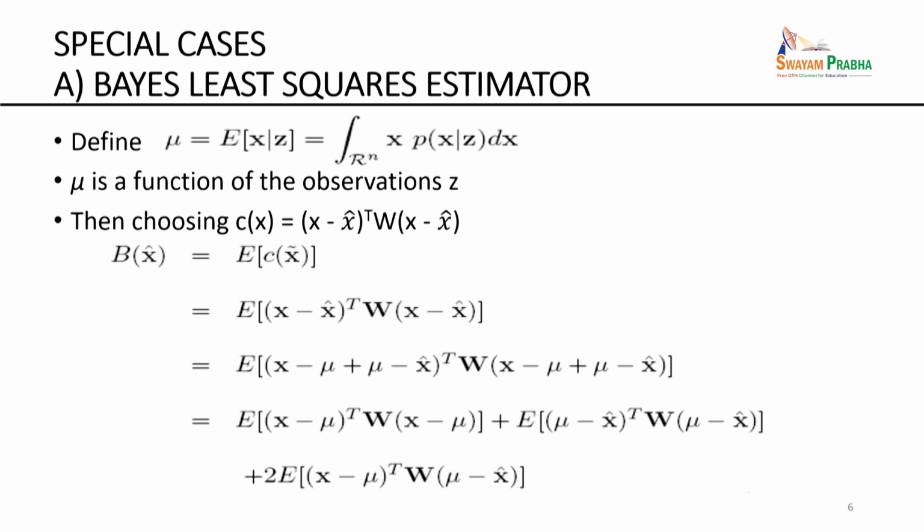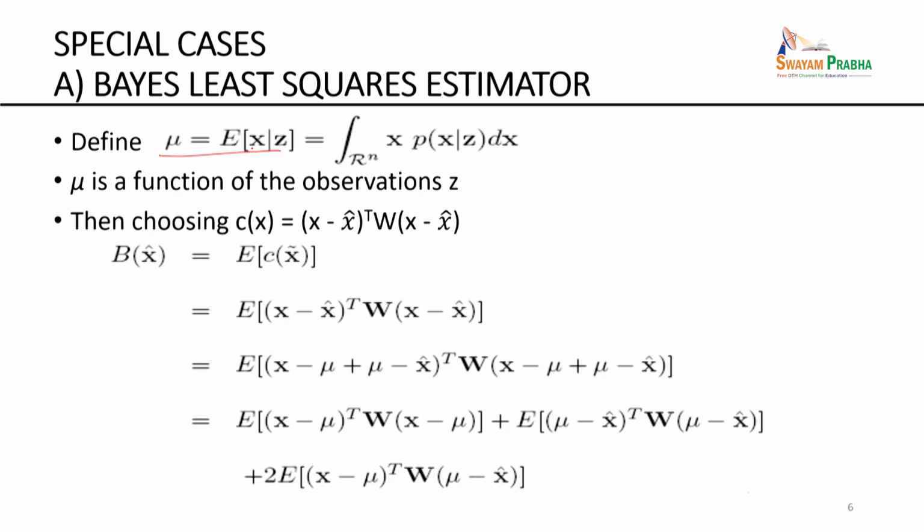So we have already talked about lots of cost functions. Now I'm going to concentrate on quadratic cost functions. So I'm going to be talking about Bayes least squares estimation, least squares within the context of Bayesian theory. So mu is called the conditional mean. Mu is equal to the expected value of x given z.